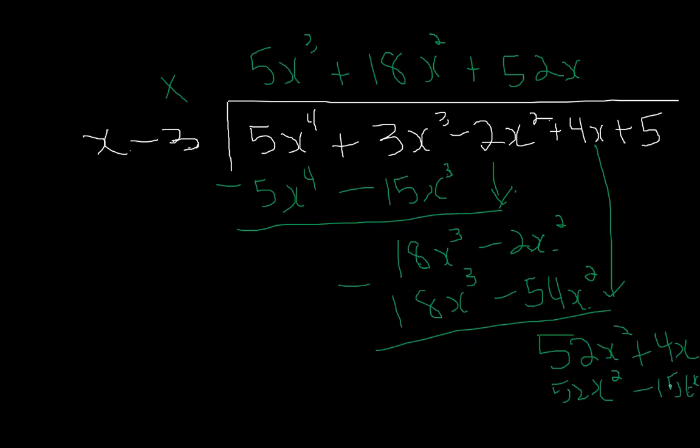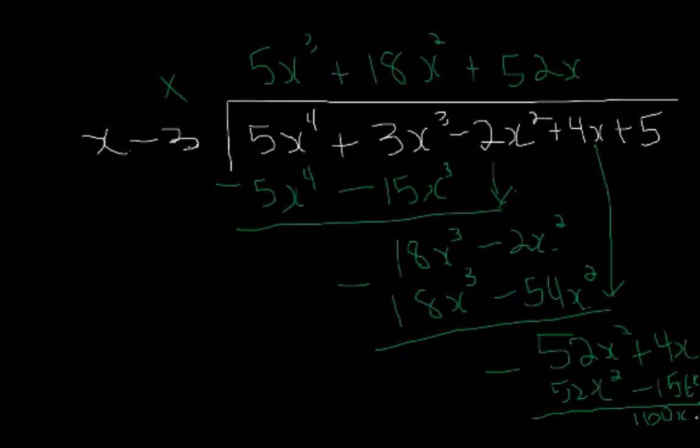Gosh, that's an x, right? We are subtracting them. 52x squared minus 52x squared is 0. 4x minus minus 156x, that's 160x. Can I erase this, please, so I can have more space to finish it?